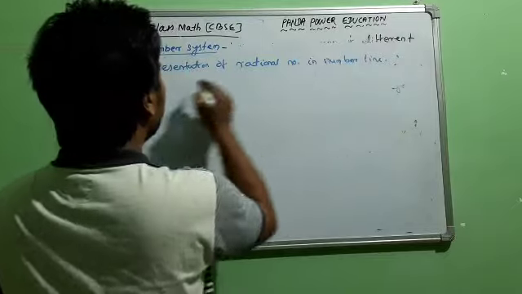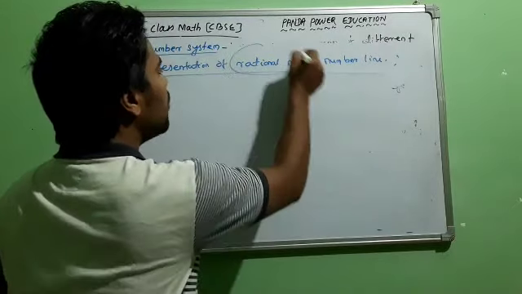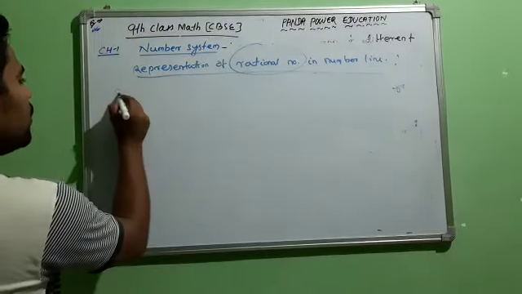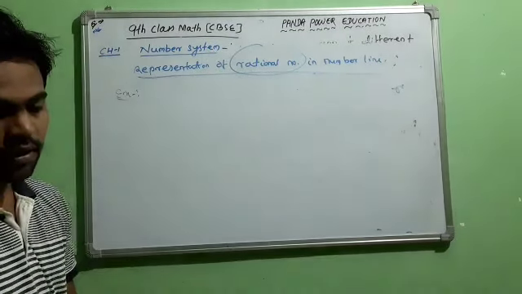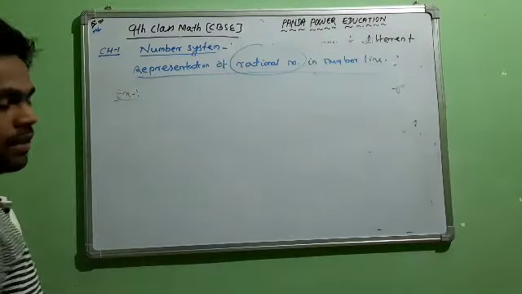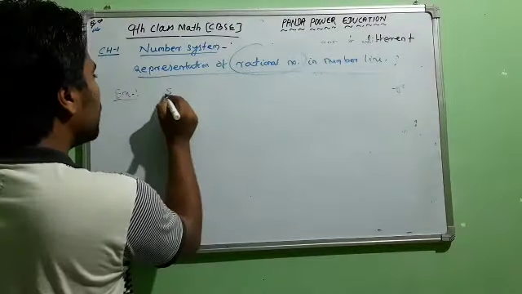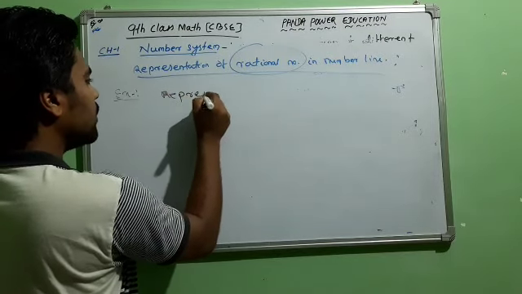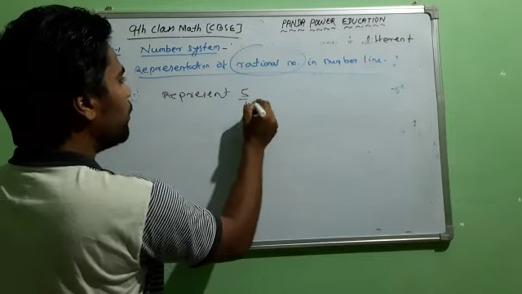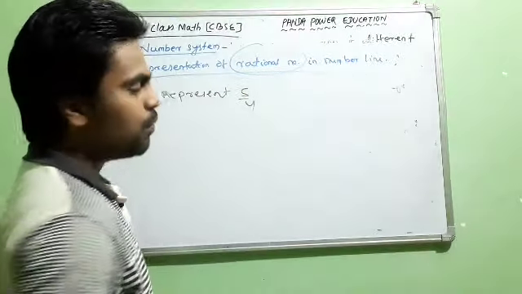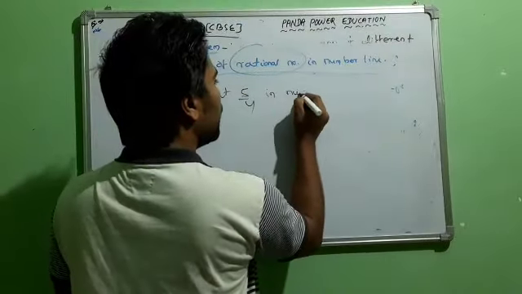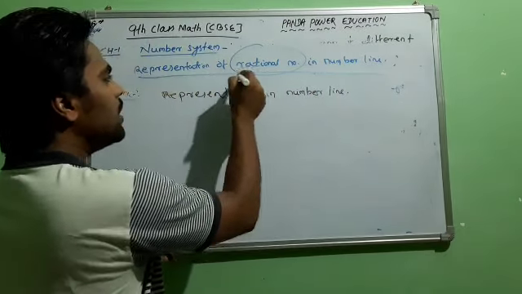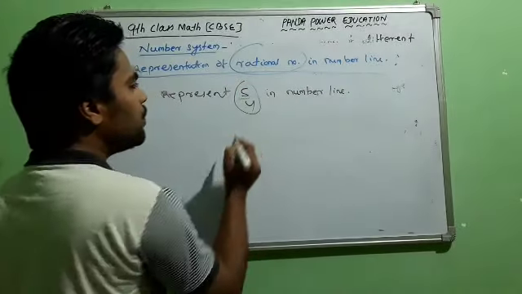How can I represent a rational number on a number line? I will take an example. There is a question: represent 5/4 on the number line. So 5/4 is a rational number. How can I represent it?